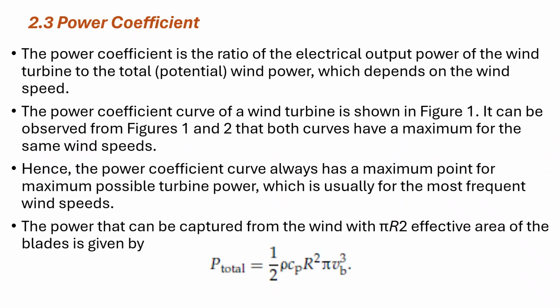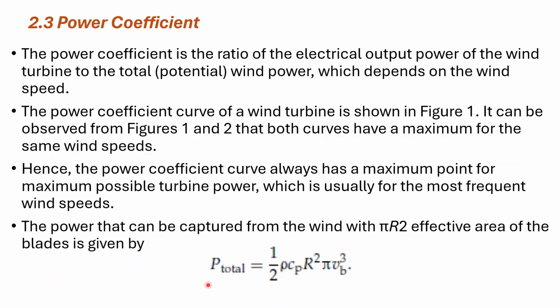So the next parameter is the power coefficient. Power coefficient is the ratio of the electrical output power of the wind turbine to the total potential of the wind power. This depends on the wind speed, of course. The power coefficient curve is shown in figure 1. It can also be observed that both figures have a maximum for the same wind speed. Hence the power coefficient curve always has a maximum point for maximum possible turbine power. This is usual for the most frequent wind speeds.